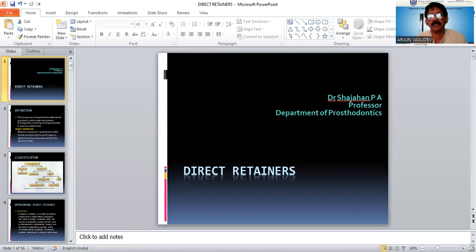See the three parts of the retentive arm: the terminal, the shoulder, and the body. The most flexible part is the retentive terminal. Less flexible part is the shoulder, and the rigid portion is the body.